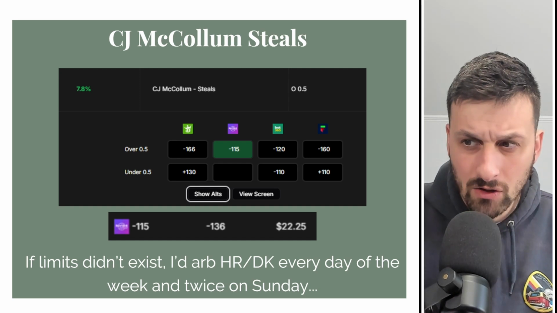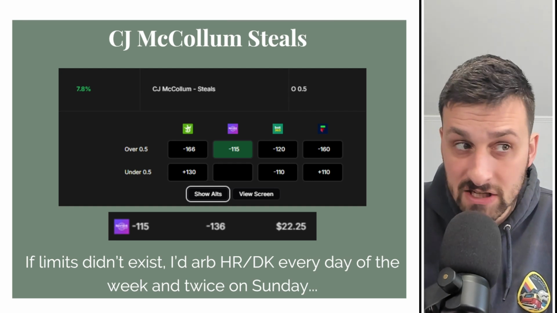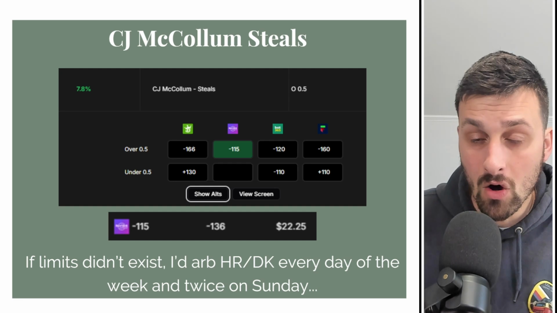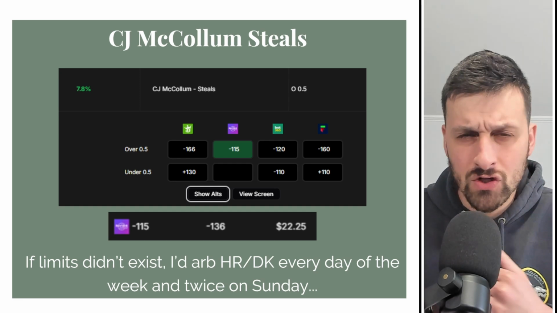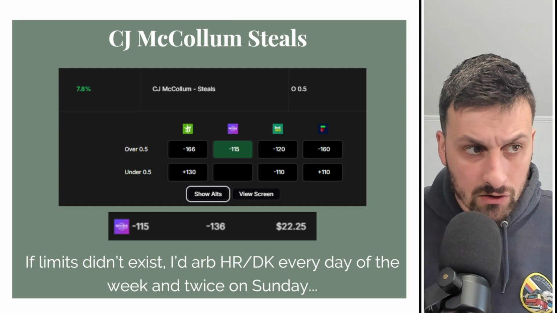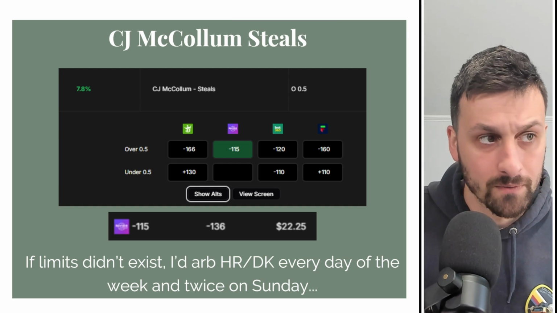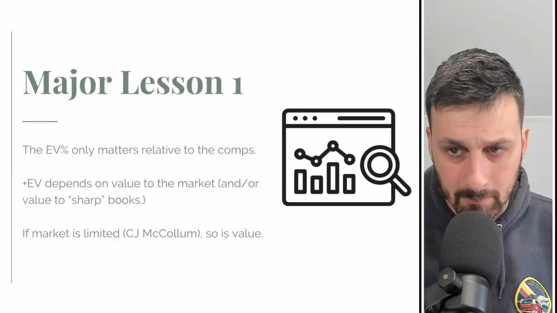which means that DraftKings and Fliff are not necessarily sharp. I also think that determining who's sharp in a niche market such as player steals is difficult to do. The only other book available matches Hard Rock. There's just not enough information on this bet to draw the conclusion that Hard Rock at minus 115 is the side with value. So this brings us to our major lesson number 1.